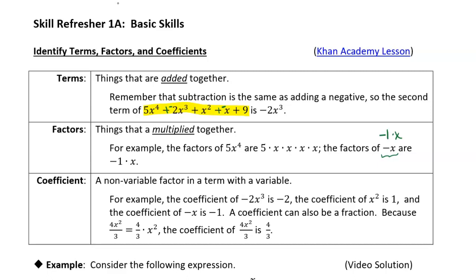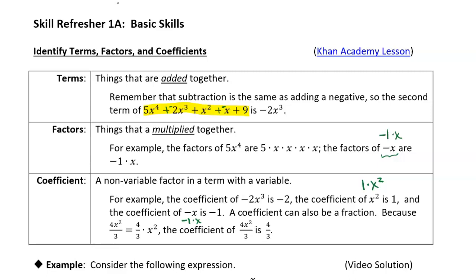The coefficient of x squared, now because this is really the same as 1 times x squared, right? The coefficient of x squared is 1, right? So sometimes there's a little bit of a hidden coefficient there. The same way with negative x, right? Negative x is really negative 1 times x, right? So we can say that the coefficient of negative x is a negative 1.